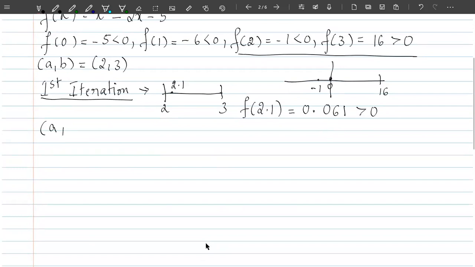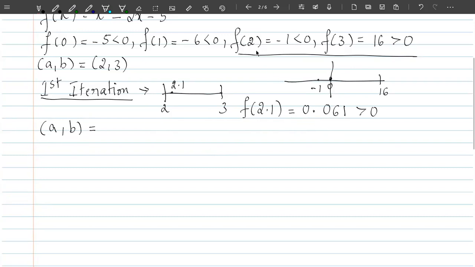So now using this, you can make the interval (a, b). How do we make the interval (a, b)? f(a) and f(b) should have opposite signs. And one more condition for the regula falsi method is that the difference between b and a should be a small number, or b − a should be small enough. So now for f(2), the value was negative, and for f(2.1), the value is what?